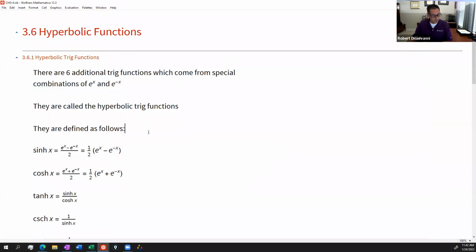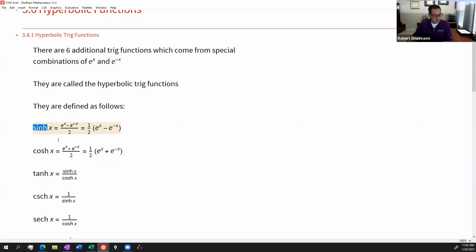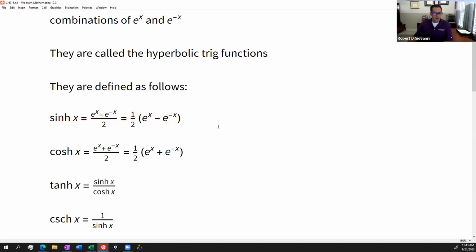So the first one is this one right here. Notice it's sine, but then we put an h next to it. That lets you know we're talking about the hyperbolic sine function, the hyperbolic sine of x. And here's the definition of it. I'll make this a little bigger for you. The definition of sine hyperbolic x is e to the x minus e to the negative x, all divided by 2. Or if you like, you could pull the 2 out in front and say it's half of e to the x minus e to the negative x.